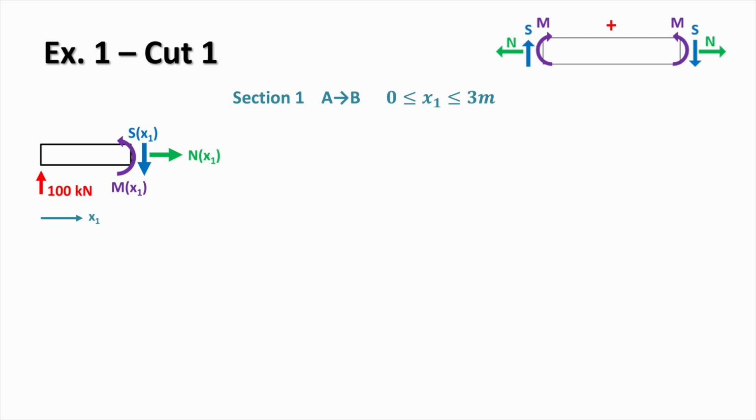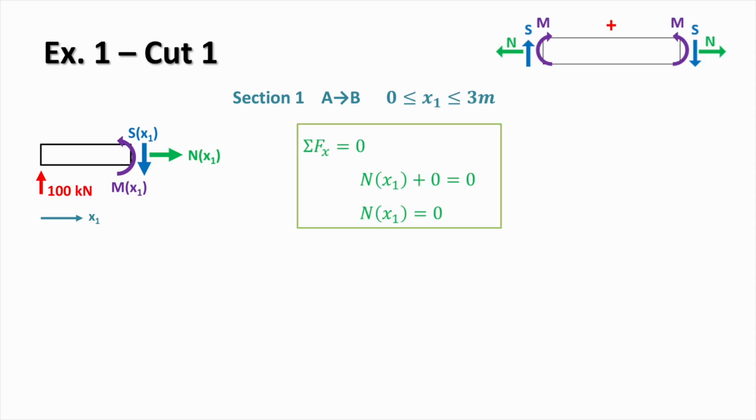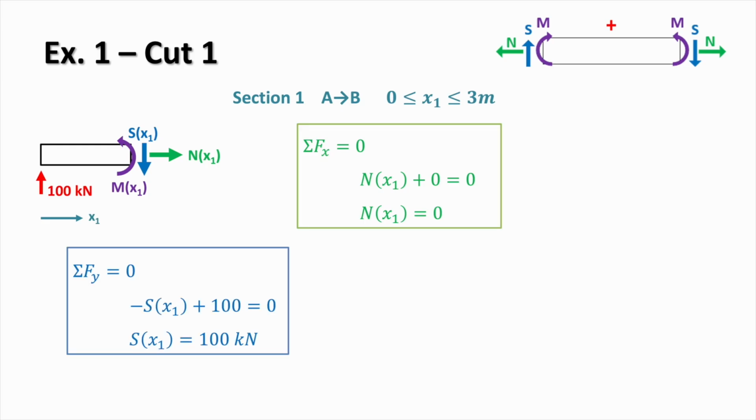We now apply equations of equilibrium in the order shown. We'll start with horizontal equilibrium, so the sum of forces in x equals 0, and since there are no horizontal forces, N in this section equals 0. Next, we apply vertical equilibrium, so the sum of forces in y equals 0. We'll just sum up all the vertical forces, so we have minus S plus 100 equals 0, so S works out as 100 kilonewton. So it's a constant throughout this section.